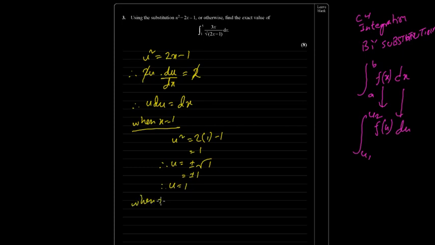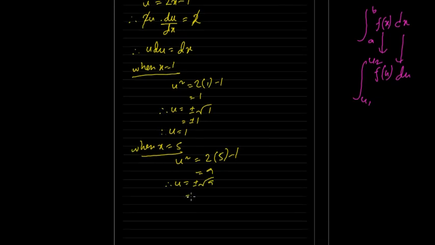Therefore take the positive value all the time for the limit. When x equals 5, the upper limit is 5, so u square equals 2 times 5, which is 10, minus 1, 9. So therefore u would be plus minus square root of 9, which is plus minus 3. Therefore u equals 3. So u equals 1, u equals 3 when you have that.